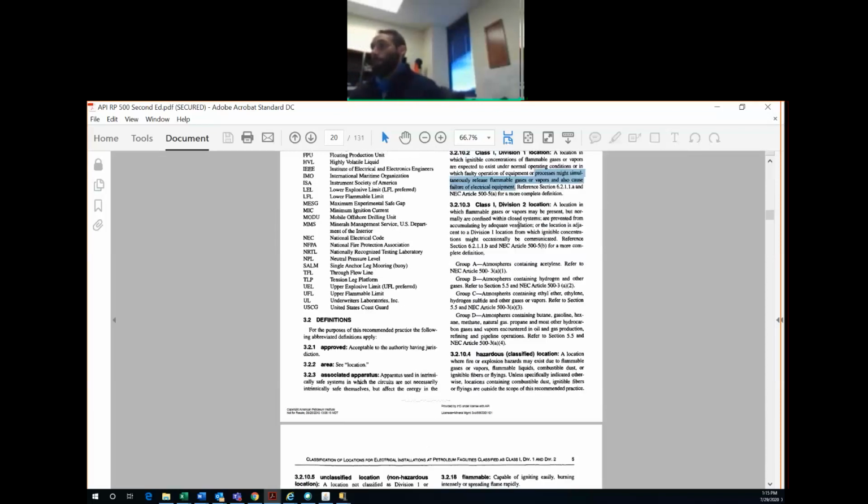Class 1 Div 2, a location in which flammable gases or vapors may be present, but normally are confined within a closed system. An example of that would be a pressure vessel. You definitely have hazardous gases and vapors present in the vessel, but they're normally contained within the system. It'd be abnormal for that pressure vessel to not do its job and to have a leak. So we're going to constitute a pressure vessel as only a Class 1 Div 2 location. It's also a location where it's adjacent, like we looked earlier, to a Division 1 location.